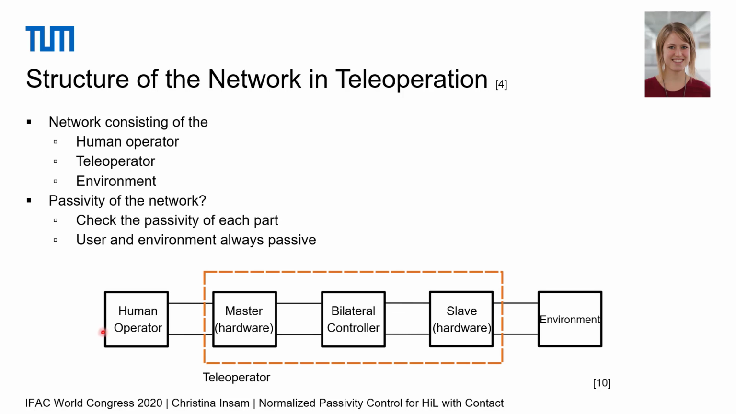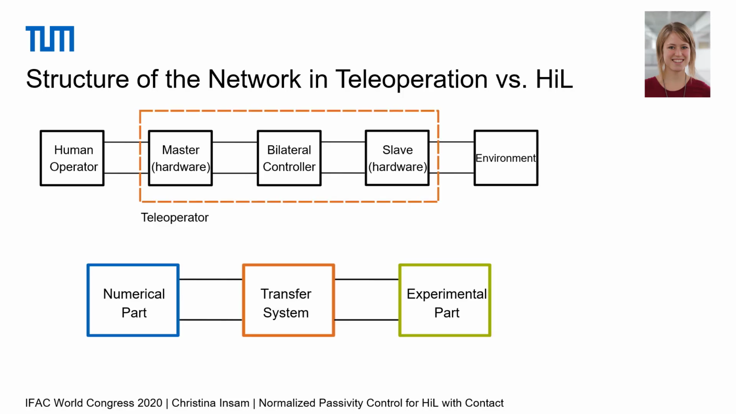It can be assumed that the human operator and the environment are passive, which means that they cannot become unstable. So the only system in this network that can possibly become active and thus make the whole network unstable is the teleoperator. The passivity controller is included in the bilateral controller, and it observes if the teleoperator is active. If the teleoperator is active, then the passivity controller is activated and introduces a dissipating element that tries to make the teleoperator passive again.